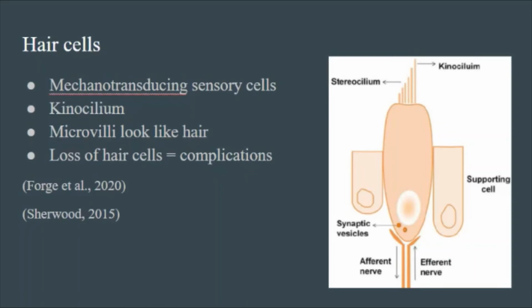So each bundle of hair cells consists of one cilium, the kinocilium, and about 20 to 50 microvilli. So these microvilli actually give the hair cells their name because they look like little hairs growing inside of the ear. Whenever these hair cells are lost, it can lead to complications like dizziness and loss of balance.